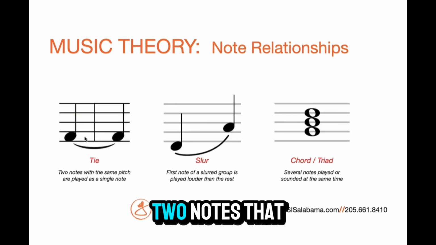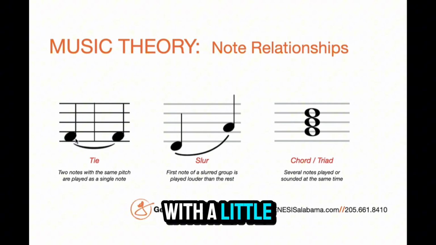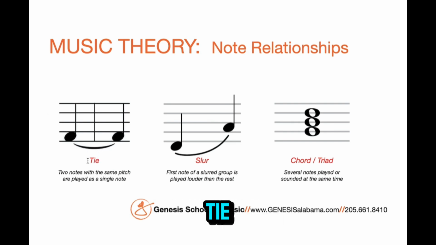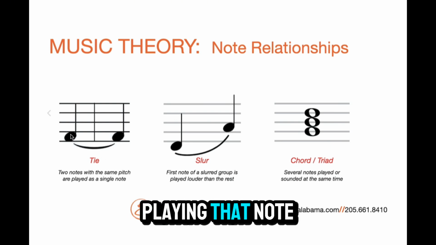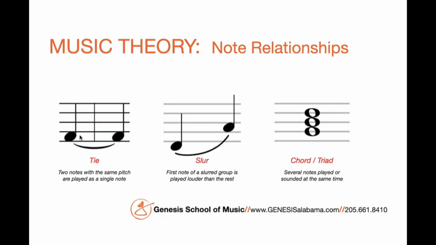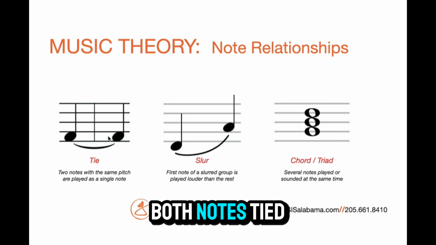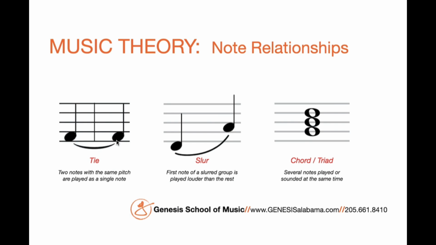Anytime you see two notes that are the same with a little smiley kind of face under it, you see that little smile? That's called a tie. Two notes with the same pitch are played as a single note. So instead of playing that note and then playing that again, you just hold that note and play the value of both notes tied together. So hopefully that makes sense.